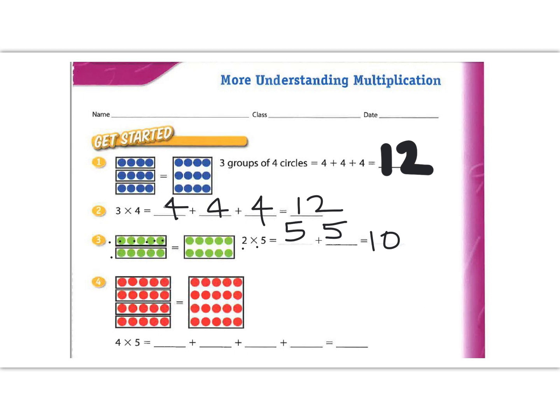And then this example, this array is 4 groups of 5. So there's 1, 2, 3, 4 groups, and there's 1, 2, 3, 4, 5 circles in each. So we would count 5, 10, 15, 20. 5 plus 5 is 10, plus 5 is 15, plus 5 is 20. And there it is.